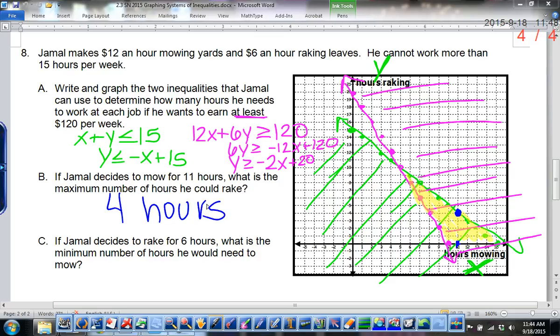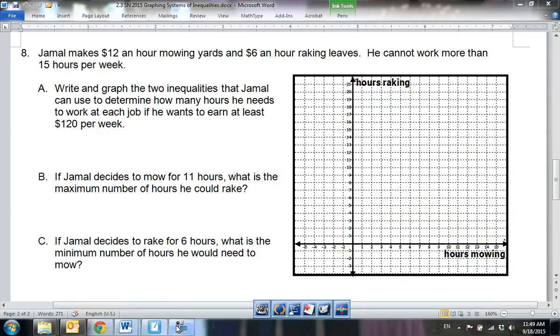If Jamal decides to rake for 6 hours, so where am I going to find 6? On the y-axis. What's the minimum number of hours he would need to mow? It's going to be 7. Careful with your points right there. You could also get these by plugging your values in, right? You could plug in 6 for y and solve. You could plug in 11 for x and solve, and that would work too. But the graph's there, so I'm going to use it. Okay? Alrighty. That's it.